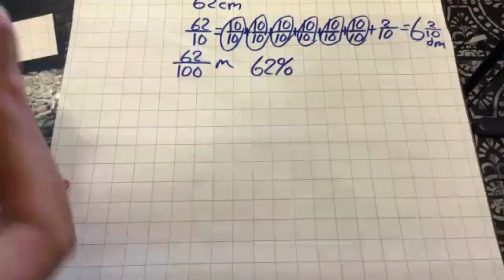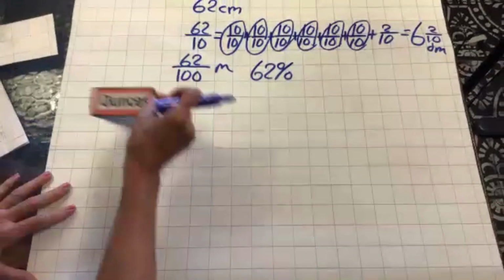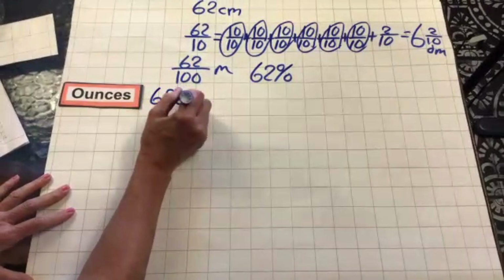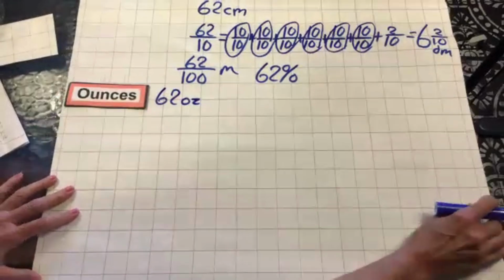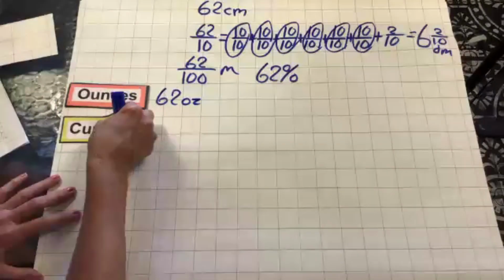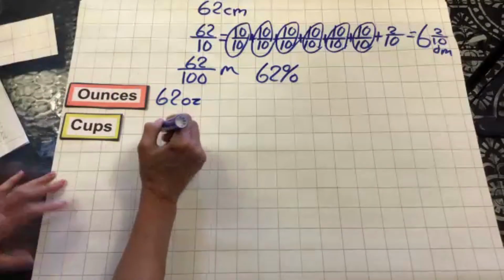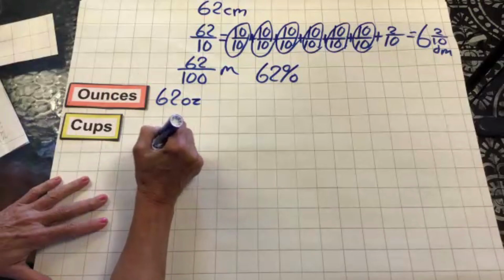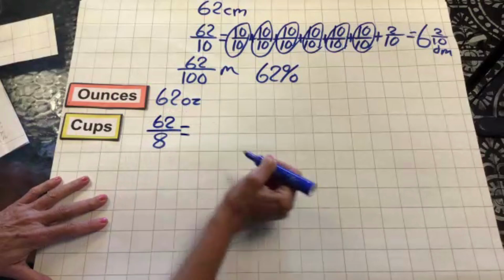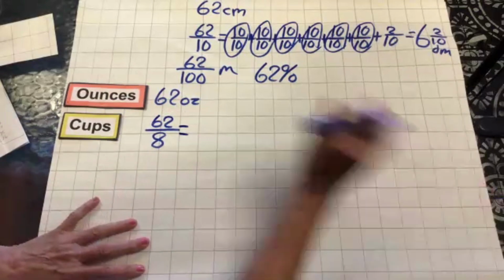Let's go on to our liquid measurement, ounces. Today we have 62 ounces, just playing with our number of the day. And our next is cups. So we know it takes 8 ounces to make a cup. So we're going to put that 62 over that 8, and we're going to divide it into sets of 8.